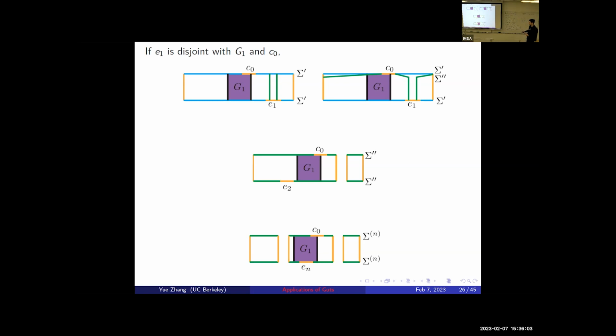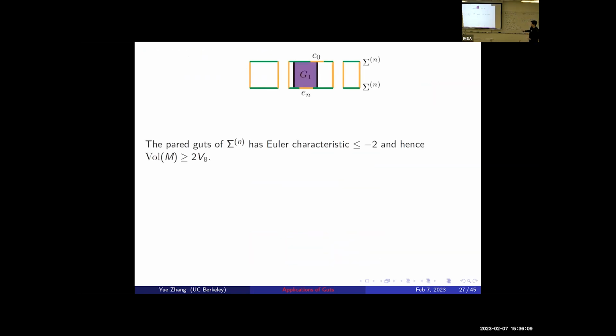And now you have this ideal case where we want to estimate the volume. And you can easily show that the guts of this component has Euler characteristic smaller than or equal to -2, and hence the volume of M is at least 2V8. And I hope this case-by-case analysis doesn't get you lost.